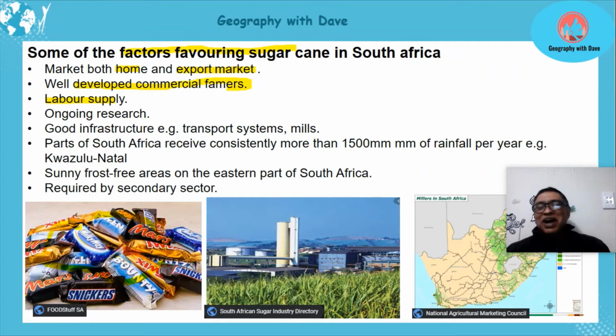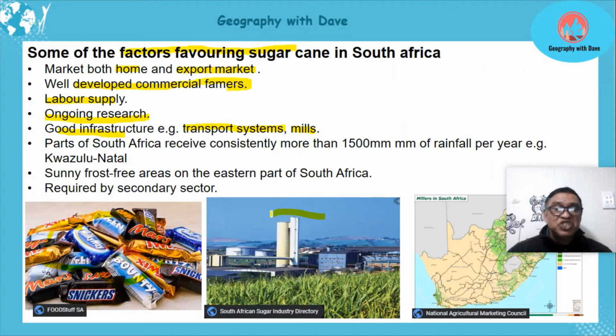So chocolate, etc. So labor supply in there and the tertiary sector. Ongoing research that's happening all the time. We're one of the world's large producers of sugar, so research is encouraged a lot. Good infrastructure, transport. Here we can pick on the port that's found in Durban, where we can send our sugar off by ship. That will become sweet chips also. So we send to our sugar mills.